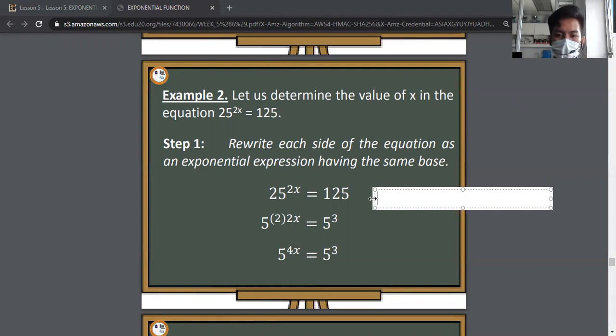So, 125 is equal to 5 raised to 3, because 5 times 5 times 5 is equal to 125. Okay po? Then, parehas na po yung base po natin. Then, sa kabila din po, kailangan po yung base po natin is equal to 5.